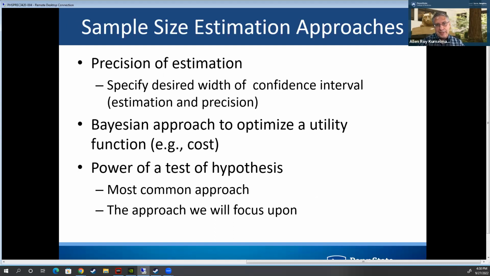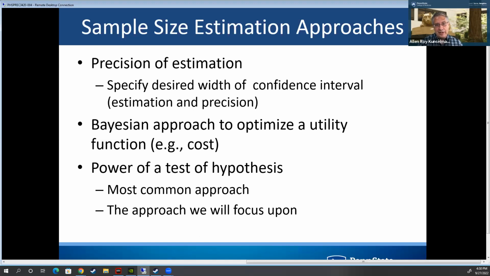An approach you may see sometimes is a precision of estimation, where you specify the desired width of a confidence interval. For example, let's say you wanted to estimate what percentage of the patients that you see think your waiting time in the queue is too long, and you survey them. How many people do you need to survey? Well, it depends on how much precision. If you asked 10 people and 9 of them said yes, it's too long, 9 out of 10 is 90%, but the confidence interval for that would be very wide because it's only based on 10 people.